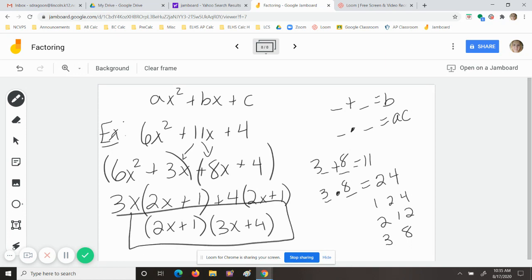This is the factored form for 6x squared plus 11x plus 4. Some of you may know the box method. Feel free to use that if you already know it. But this is a more algebraic form. It's easier to see where the numbers come from. There's less guess and check with the signs.